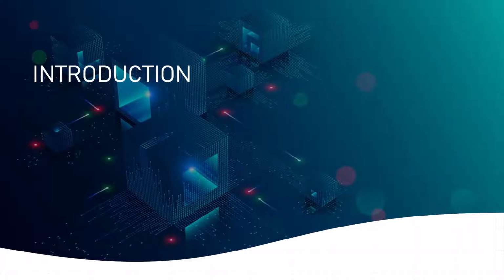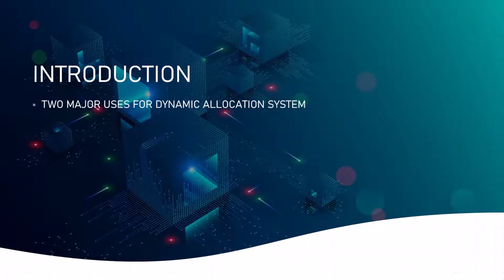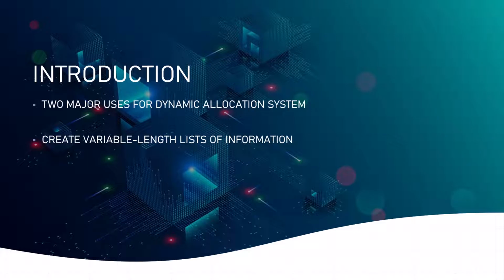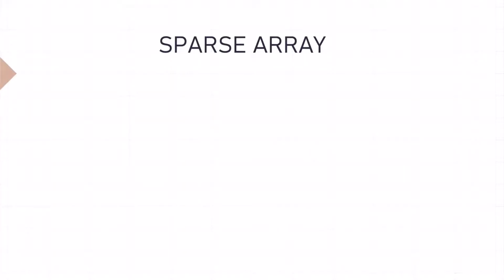Just a brief introduction. The dynamic allocation system we've been learning about has two major uses. One is to create variable length lists of information like linked lists, which can be used with database applications, for example. The other is to support sparse arrays. But what exactly are sparse arrays?